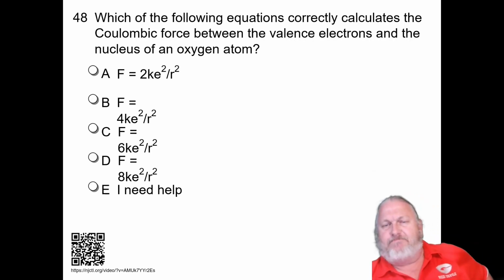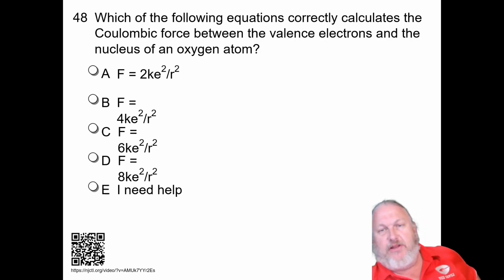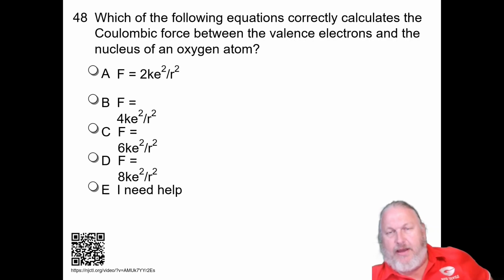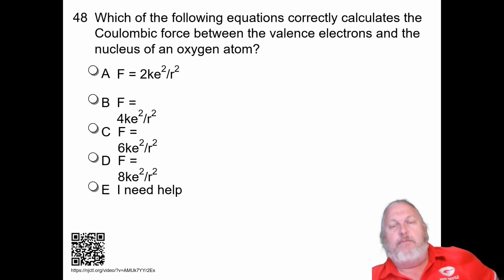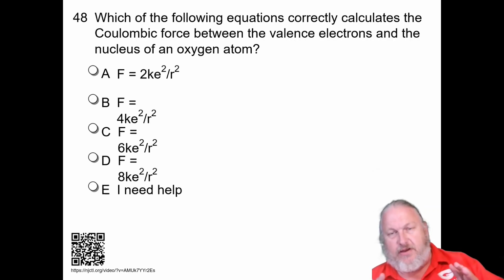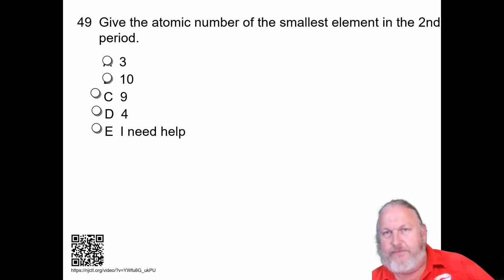Now these, we can play with them. Which of the following equations correctly calculates the Coulombic force between the valence electrons and the nucleus of an oxygen atom? So how do we do that? Well, it's pretty much going to be C, because there's 6 valence electrons. E squared is going to be the charge of the electrons times the nuclear charge, so that's going to be C. That's probably not going to be asked on any type of test.